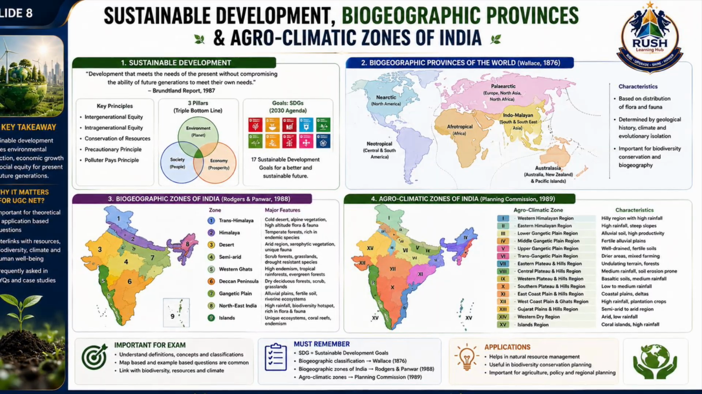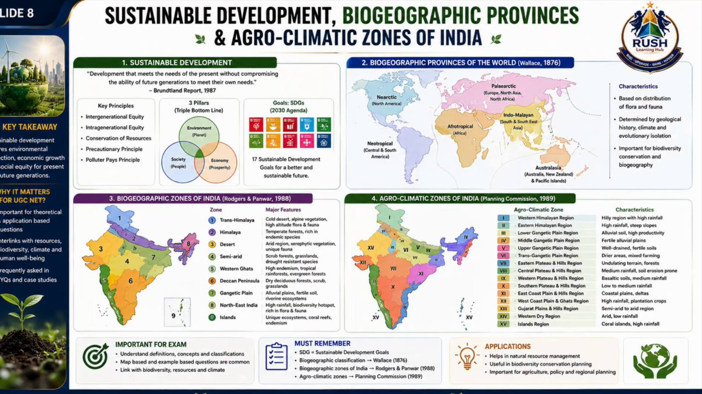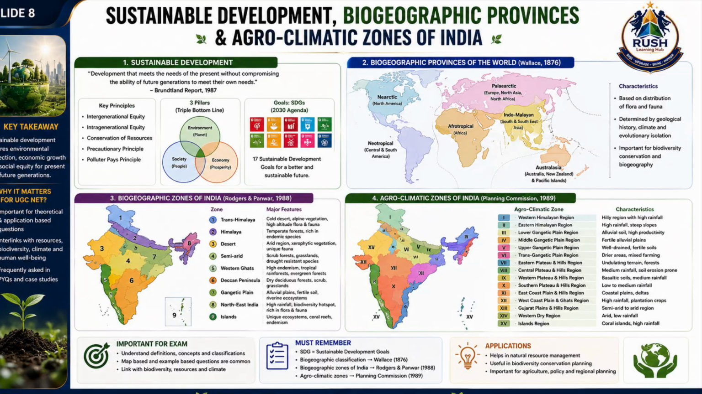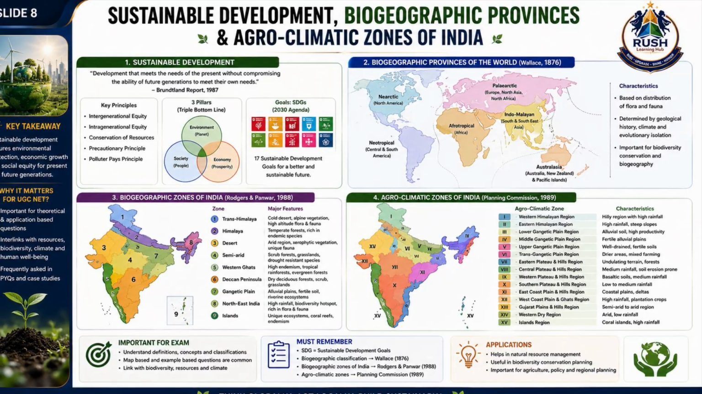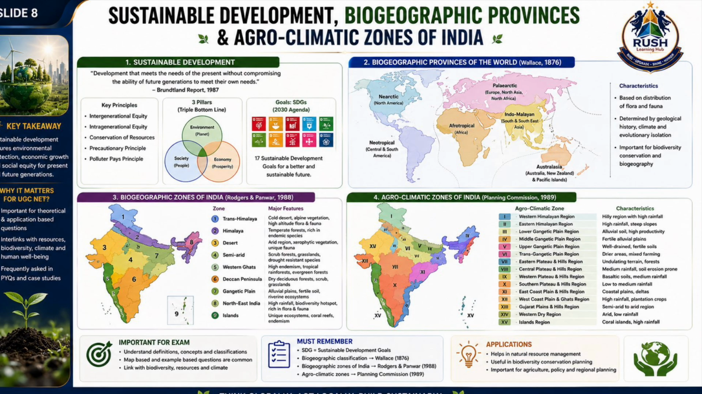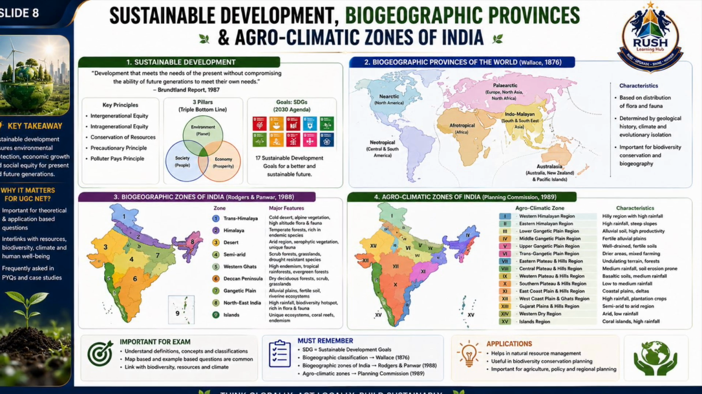For example, regions with high rainfall are suitable for rice cultivation, while semi-arid regions are more suitable for drought-resistant crops such as millets and pulses. Agro-climatic zoning assists in crop selection, irrigation planning, land use management, agricultural productivity enhancement, and climate-resilient farming practices.